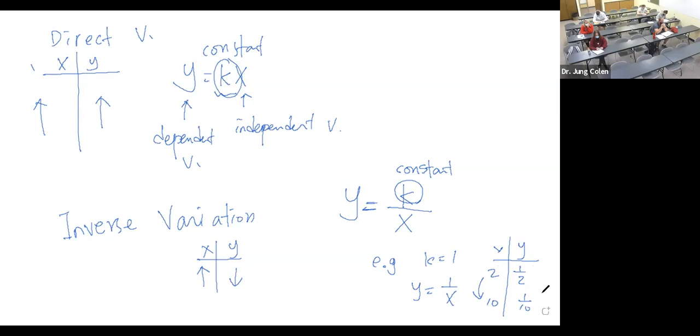Think about one whole pizza. If you get 1/2 of it, is it bigger, or is getting only 1 out of 10 pieces bigger? 1/2 is so much bigger, right? So here the number goes up, but the number goes down here. So that's indirect or inverse variation.